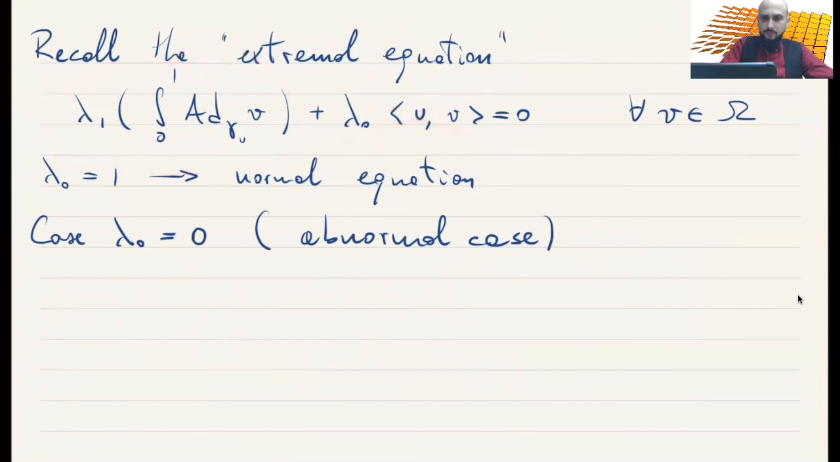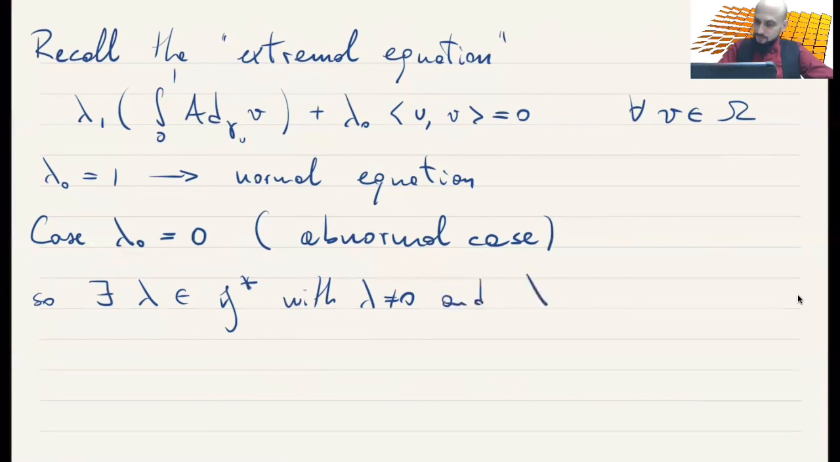Let me rewrite it again. So there exists some lambda that is a covector, and now this vector has to be non-zero, because the second part is for sure 0. And we have that lambda of the integral between 0 and 1 of add gamma v is equal to 0 for all v control in L2.